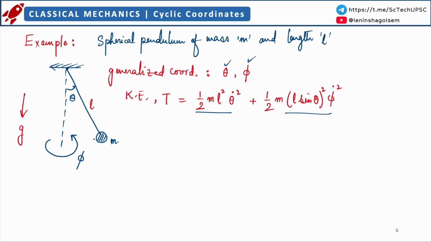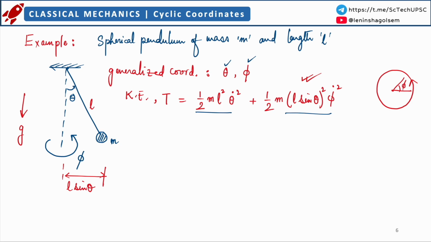You see, l sine theta is nothing but the perpendicular distance from the axis of rotation. So the second part describes the kinetic energy associated with the rotation about a plane defined by this angular displacement phi. Okay, so that is all right. So this is our kinetic energy.